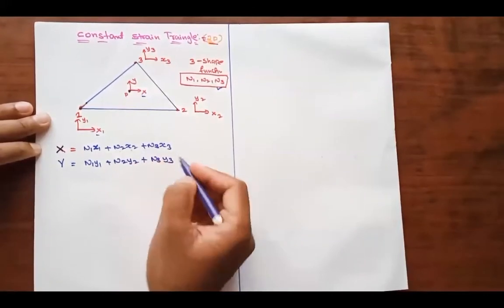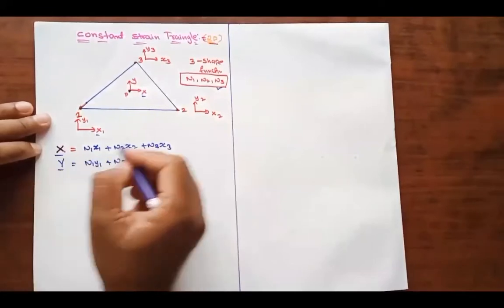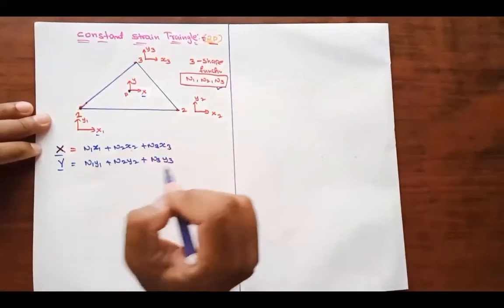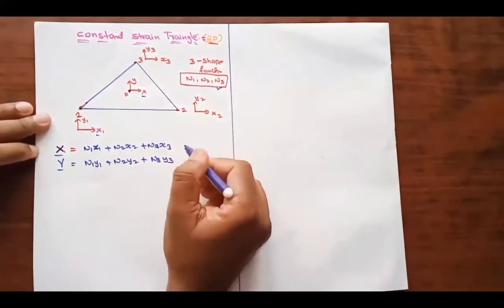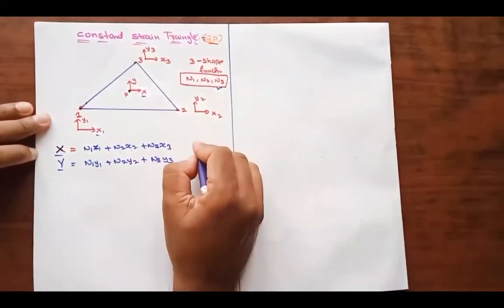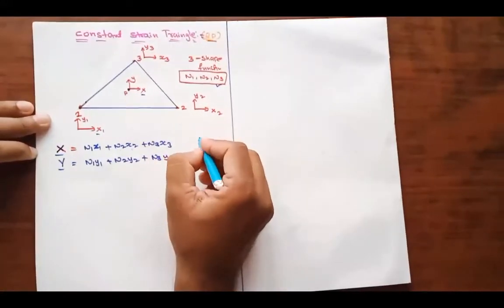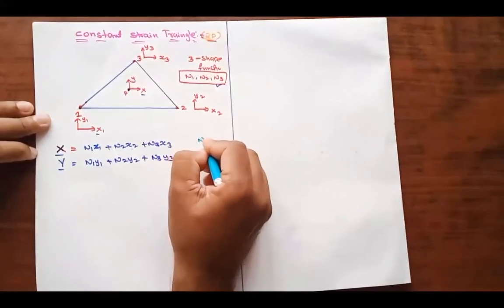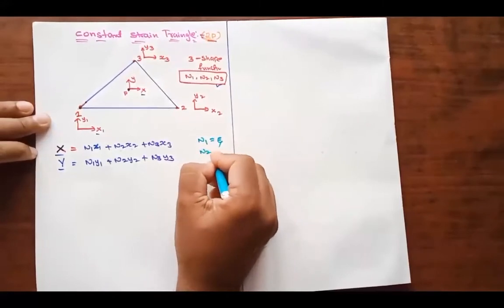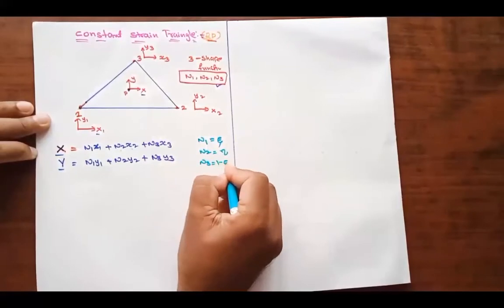So the coordinate values at a given point x comma y can be expressed as a function of the nodal parameters as well as the shape functions. This is one of the very important points. Now let us assume that the shape functions are defined in terms of the natural coordinate system. Let us say n1 is equal to zeta, n2 is eta, and n3 is 1 minus zeta minus eta.